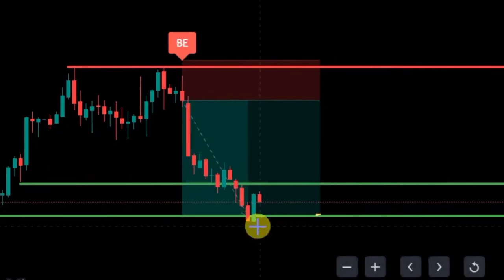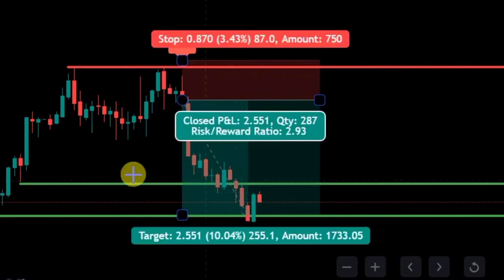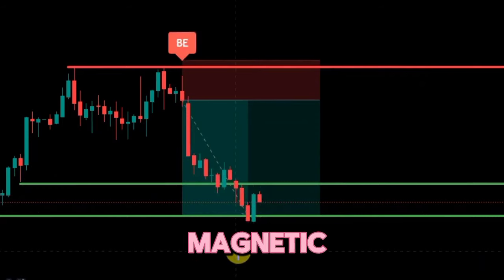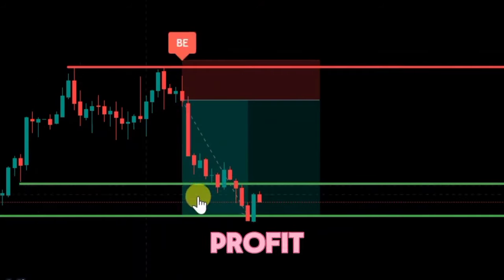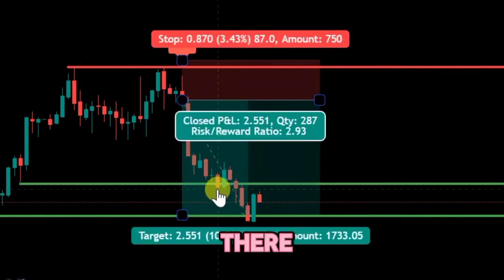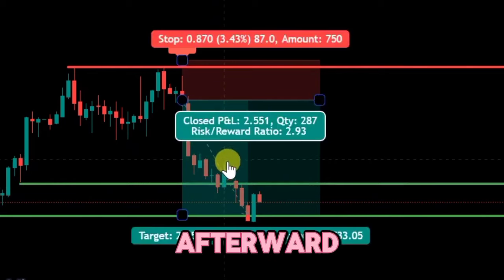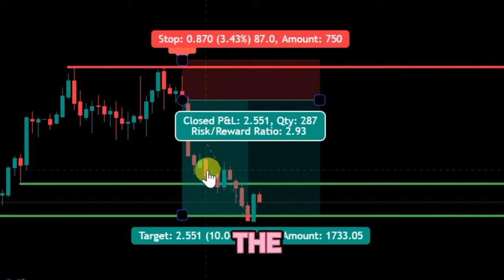What did I tell you guys a couple of minutes ago? I told you liquidity price point areas are likely to be magnetic areas, likely to be price attraction areas. What happened when we came to take profit one? We got some reaction there. Price broke, took out our take profit one, and then we printed a bullish candle afterwards, and then we broke the previous structure.